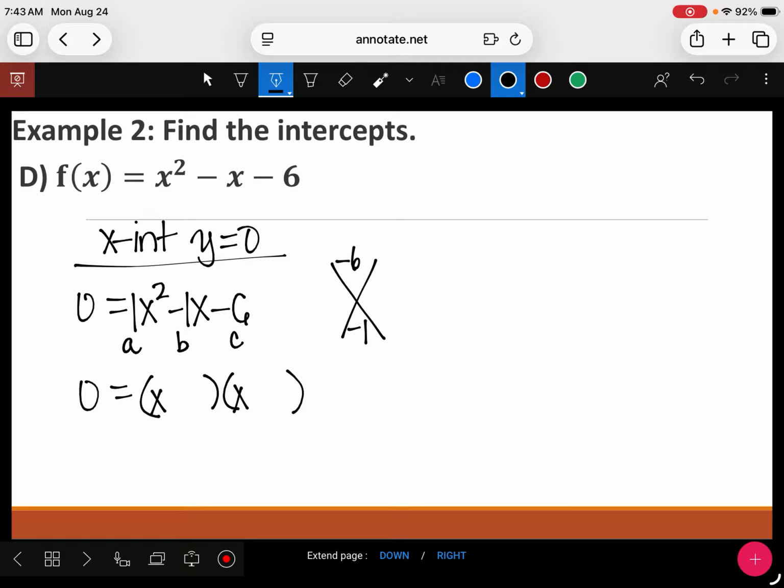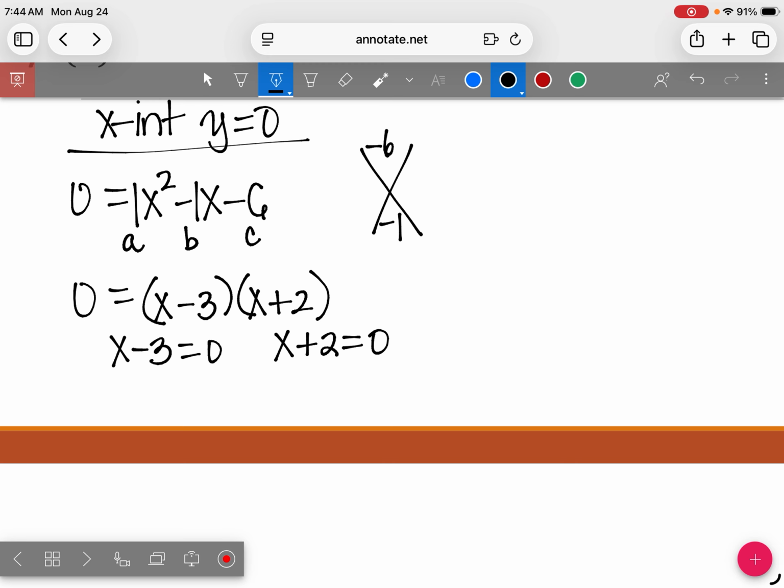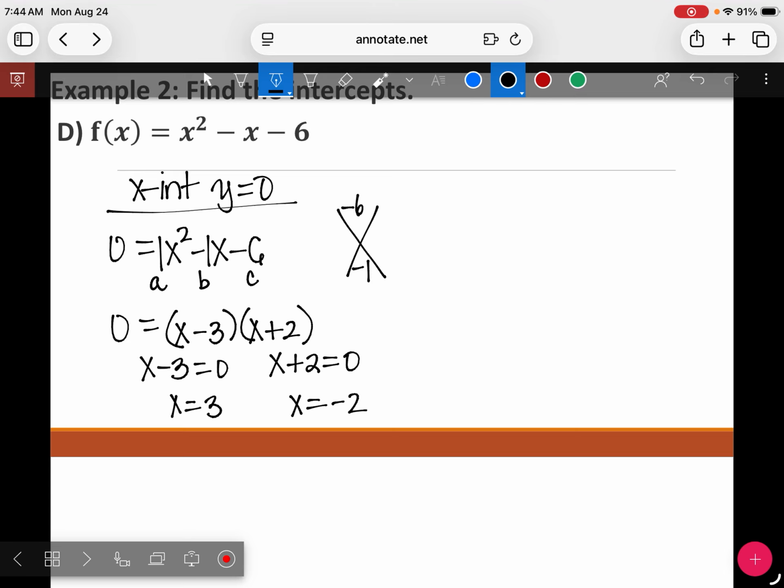Anybody want to take a guess on what the two numbers would be that multiply to give you a -6 but add to a -1? Yeah, -3 and +2. Good job. So set those equal to 0. And you'll have two different x-intercepts. One is at +3 and the other one is at -2. So for my x-intercepts, I'm going to write them as ordered pairs. My first one would be 3, 0, and my second one is negative 2, 0.